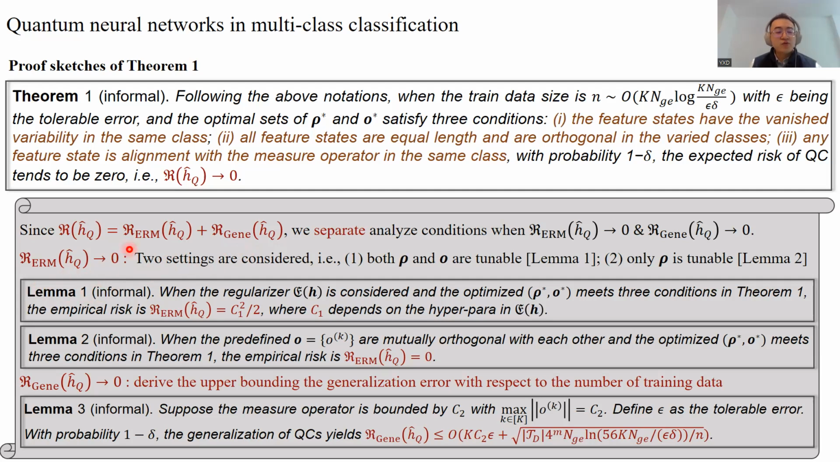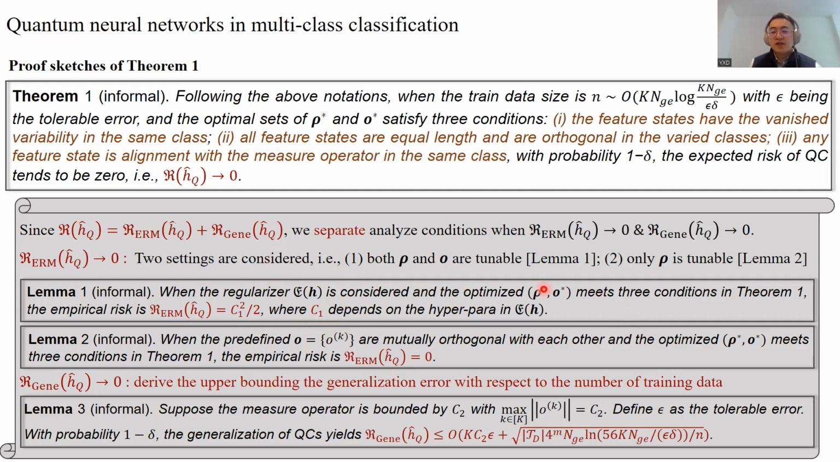And for the setting when the empirical risk tends to 0, we consider two settings. The first setting is where both the feature states rho and the measurement operators O can be trainable. And the result is shown in lemma 1. What we conclude is that when the regularization term is considered and the optimized feature state rho and O meet 3 conditions in theorem 1, the empirical risk is C1 square divided by 2, where C1 depends on the hyperparameter in the regularization term.